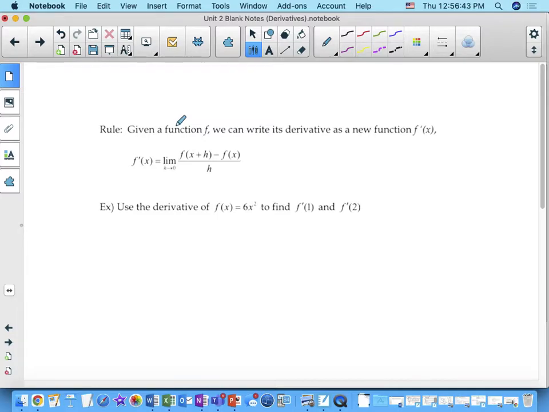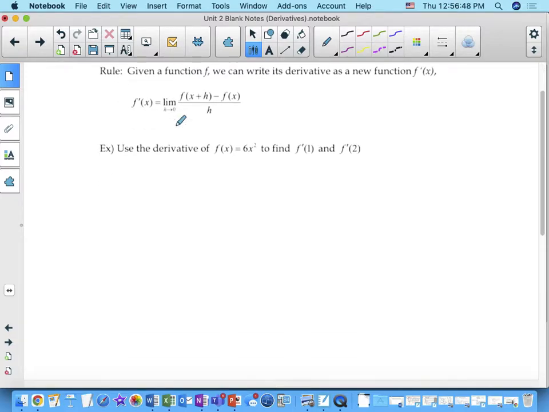Okay? So basically to do that, instead of having f prime of a equals the limit as h approaches 0 of f of a plus h minus f of a over h, we're going to look at f prime of x equals the limit as h approaches 0 of f of x plus h minus f of x over h. So it's the same sort of thing, but we're not going to be dealing with specific numerical values here. We're going to be dealing with the function itself.